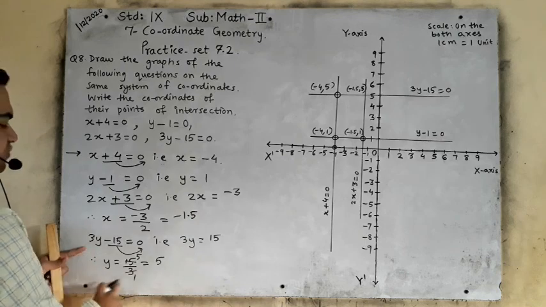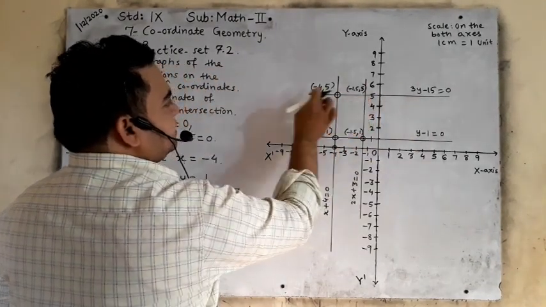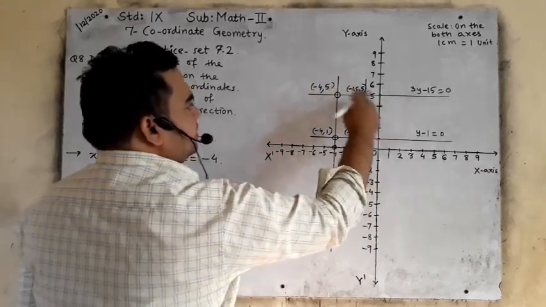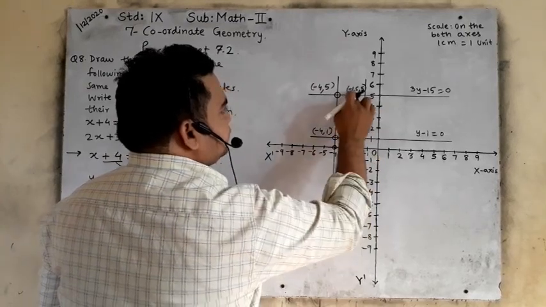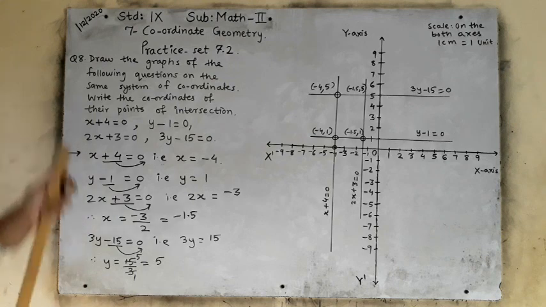Now we have to draw this y is equals to 5. Y is equals to 5 we will draw. This line will intersect each other. Here how much is x? -4 and y 5. Here how much is x? -1.5 and y 5. Is it clear? This is how you have to solve the question number 8.